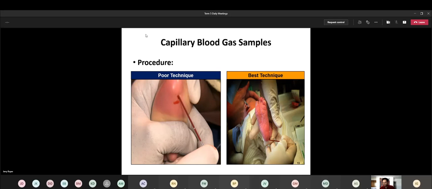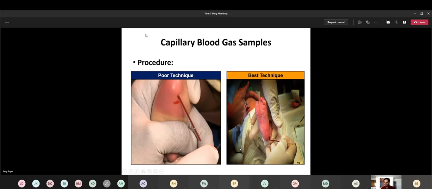So notice that all you're really doing is supporting the foot. You're not squeezing down on it or anything of that nature. And if this area is well perfused, once you take your lancet, it's like a little automatic device that, once you place it on the foot and press the button, it's spring loaded. It's going to shoot out a tiny little needle and pull it back really quickly.